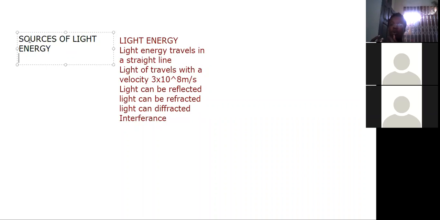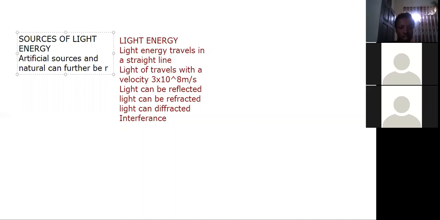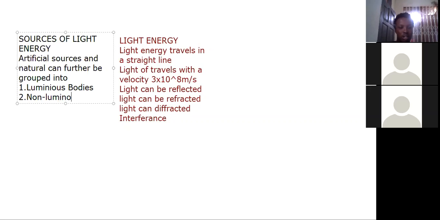Now, these sources can further be grouped into two main bodies. They can be grouped into luminous bodies, and into non-luminous bodies. So both the artificial source and the natural can further be grouped into luminous bodies and non-luminous bodies.